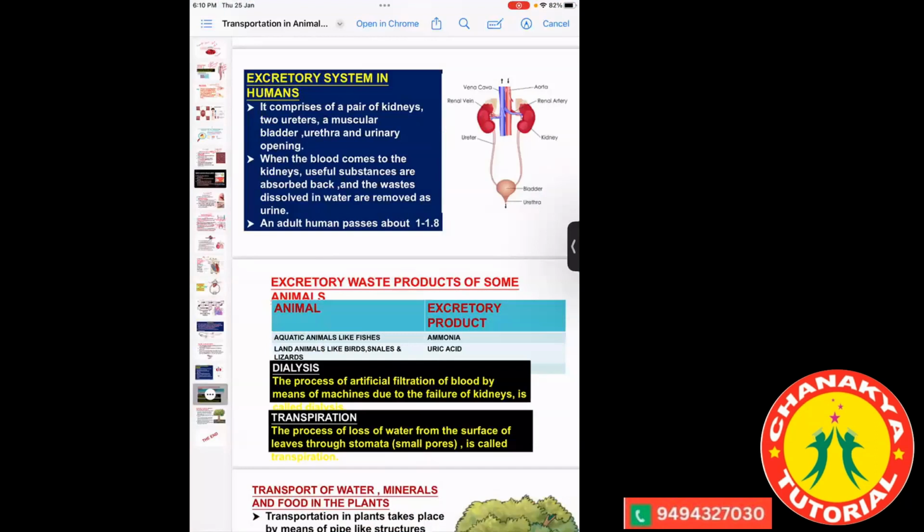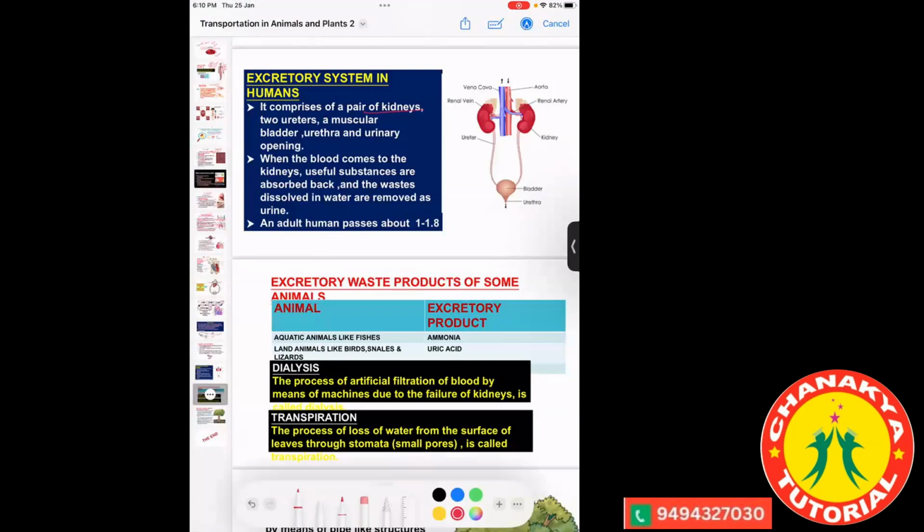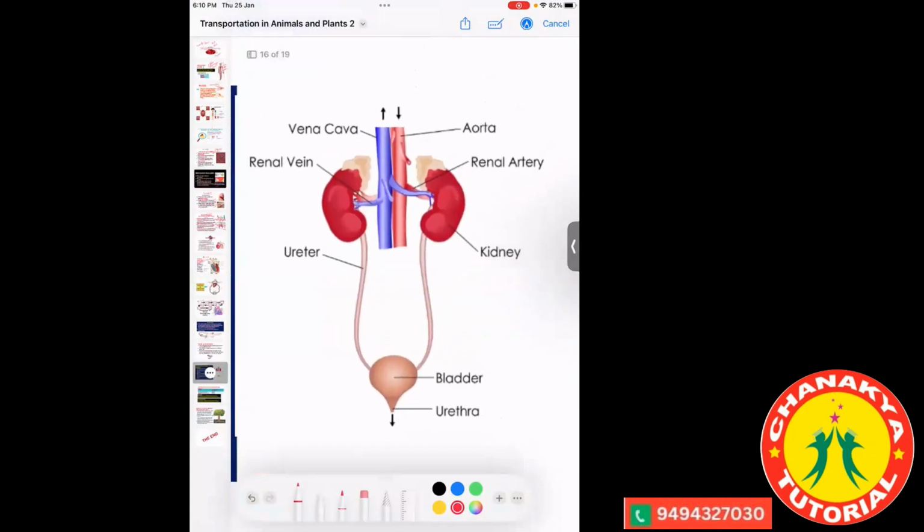So, this excretory system has a few components. A pair of kidneys, two ureters, a urinary bladder, and a urinary opening will be there. So, this is how it will be looking. Fine, in this kidney, there will be so many nephrons present which will help in the filtration of the urine.